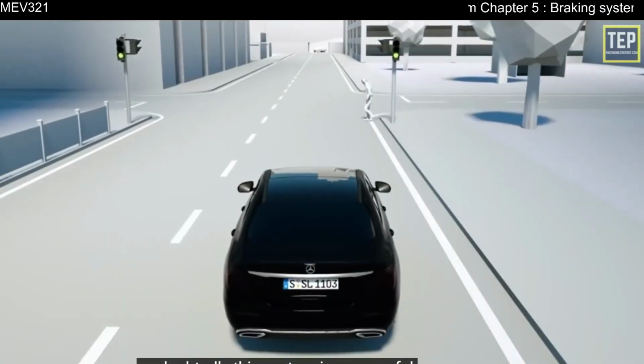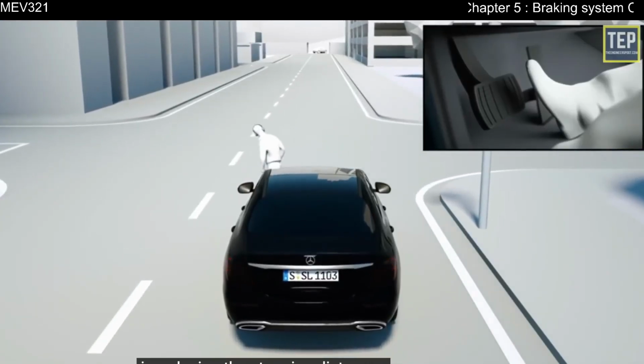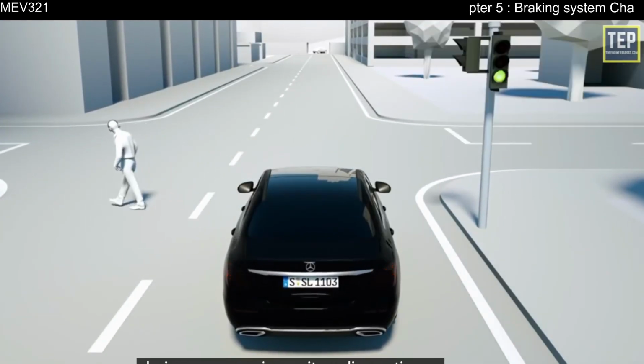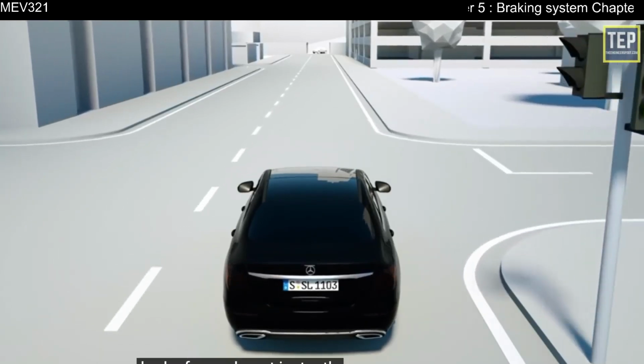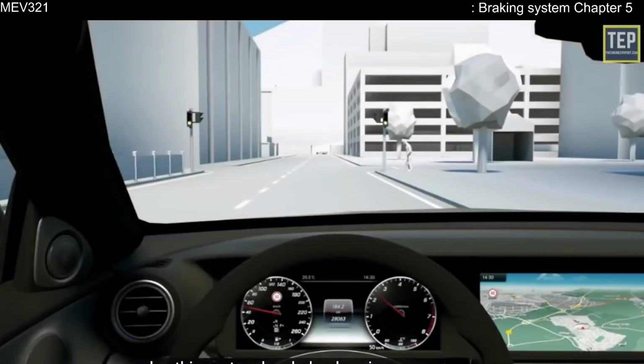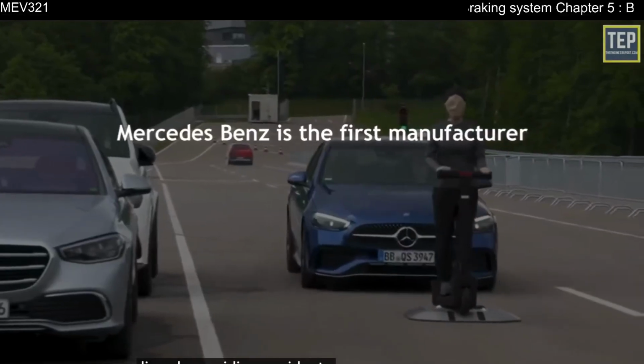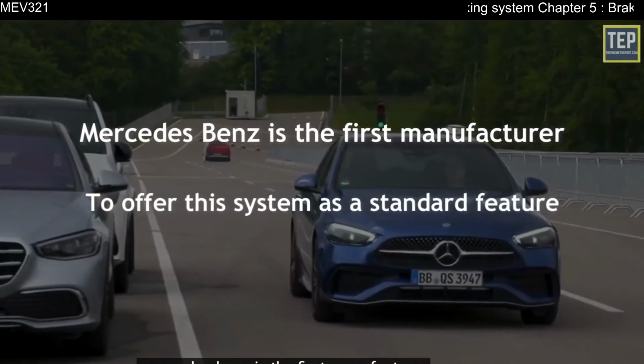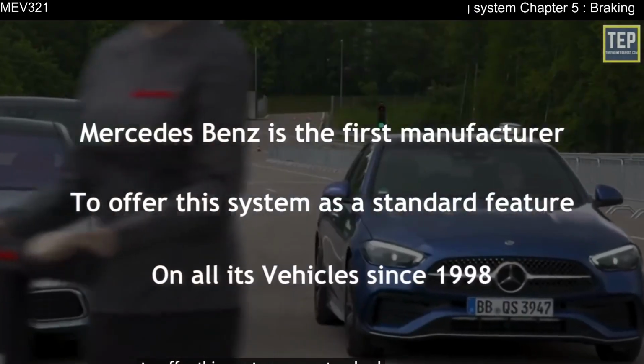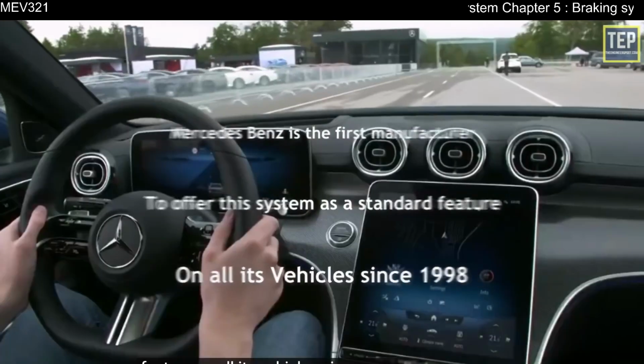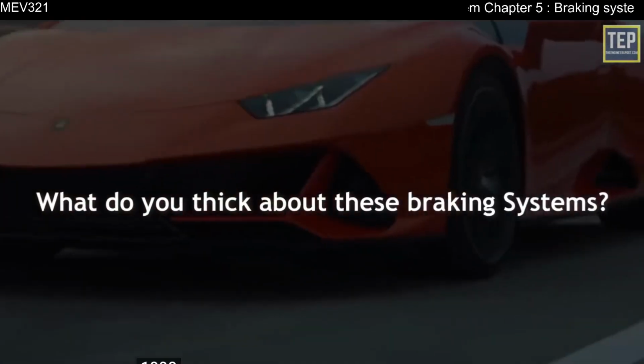Undoubtedly, this system is very useful in reducing stopping distances during emergencies, as it applies optimum brake force almost instantly. Also, this system has helped save many lives by avoiding accidents. Mercedes-Benz is the first manufacturer to offer this system as a standard feature on all its vehicles since the year 1998.